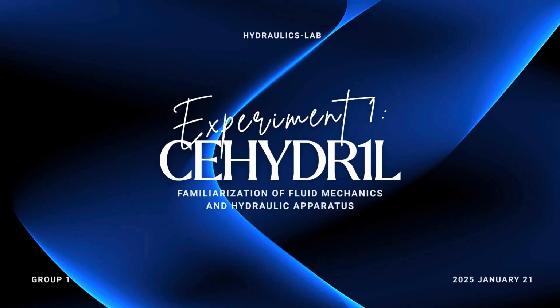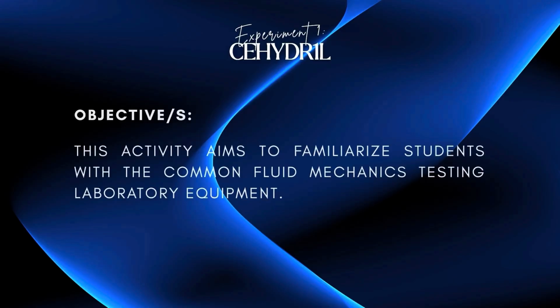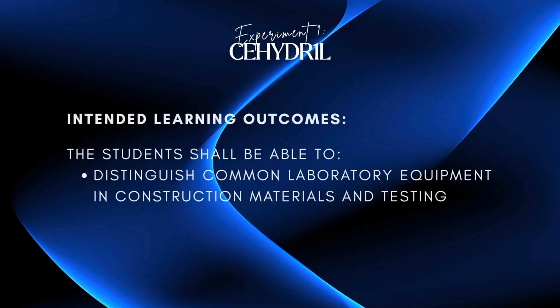Hydraulics Lab Experiment 1. Familiarization of Fluid Mechanics and Hydraulic Apparatus by Group 1. Objectives. This activity aims to familiarize students with the common fluid mechanics testing laboratory equipment. Intended learning outcomes. The students shall be able to distinguish common laboratory equipment and construction materials in testing.